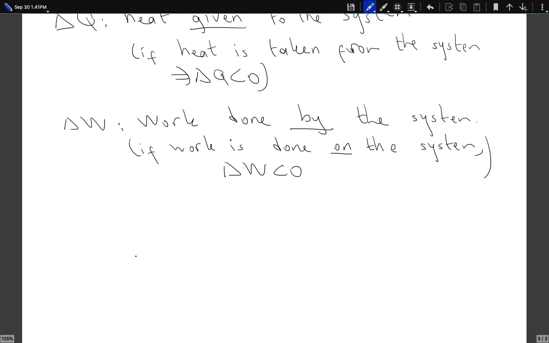Now let's look at the work. What is work? This is freshman. Oh no, at least half of you are assistants. You are teaching the labs. What is work? Yes.